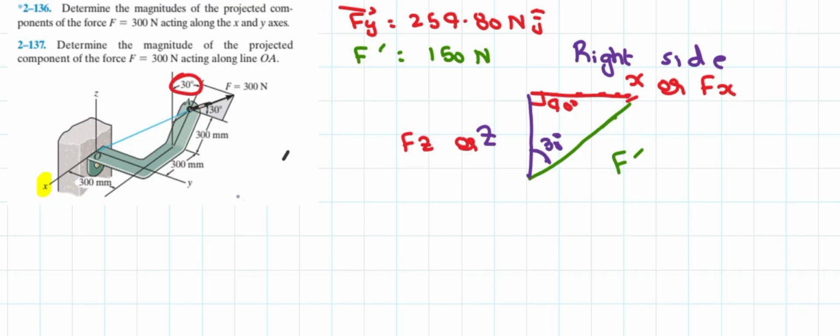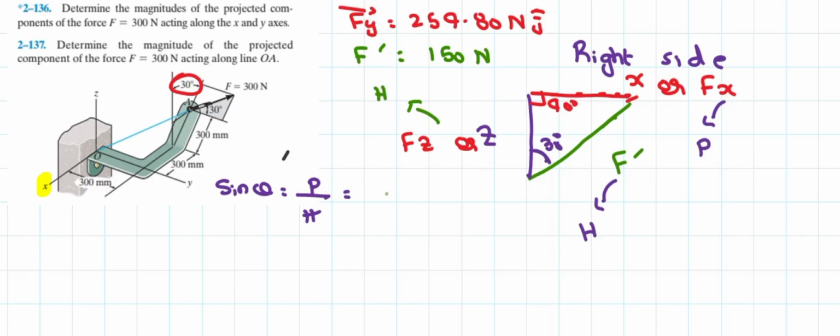So for sine theta, we know that sine theta is equal to perpendicular upon hypotenuse. The perpendicular in this case is basically our fx, and the hypotenuse in this case is basically our f prime, and where the two angles meet each other, that particular side is known as the base, and in this case it is basically our fz. So sine theta is equal to perpendicular upon hypotenuse, which is also written as fx upon f prime. So fx is equal to f prime into sine of theta.